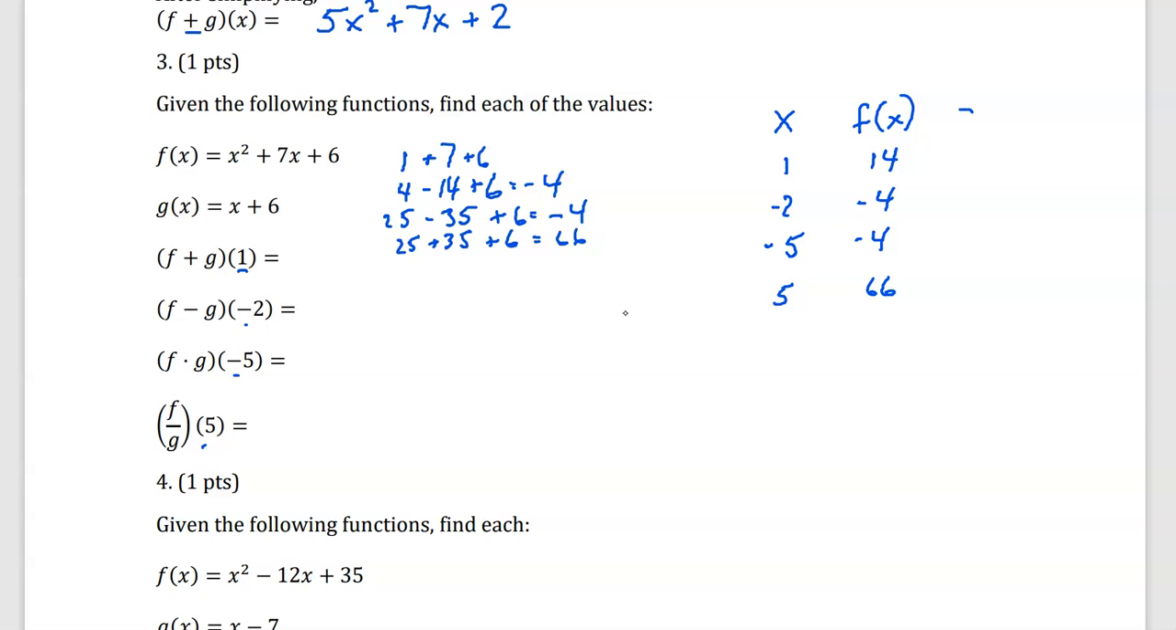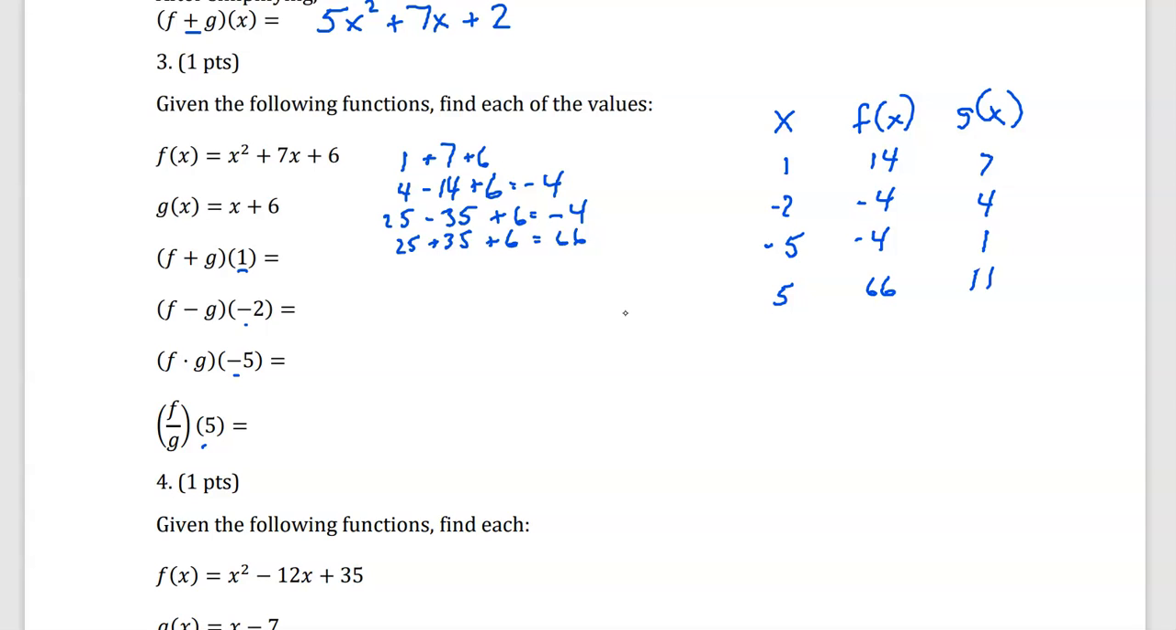Let's do the same thing for g of x. Alright, they're a little easier because we're just adding 6 to it. So 6 plus 1, 7. Negative 2 plus 6, 4. Negative 5 plus 6, 1. And 5 plus 6, 11.